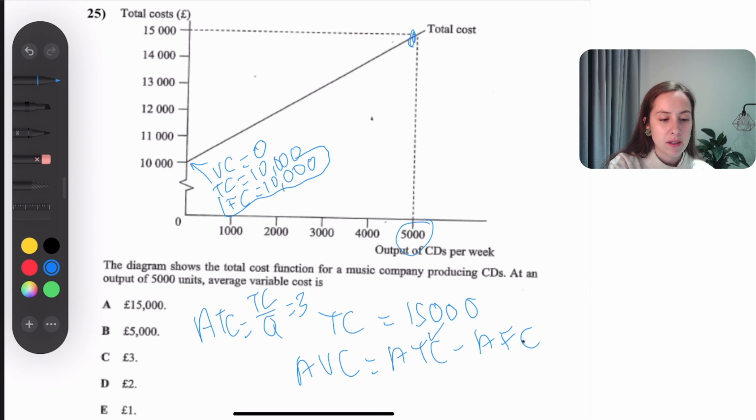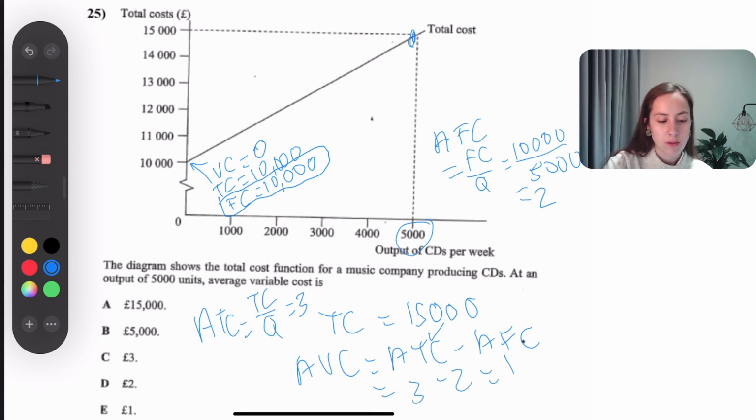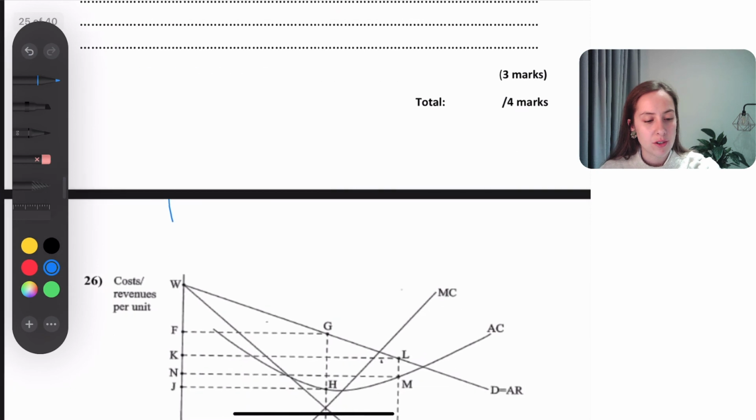So here's a neat trick to find out your fixed cost: just look at the starting point. Fixed costs are 10,000 over output, sorry, output 5,000. So 10,000 over 5,000 is 2. So we are doing 3 minus 2 equals 1. I think we'll see another one like this, so you can double check you've got it.